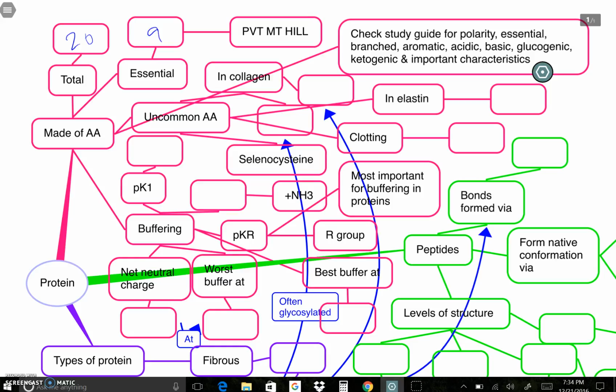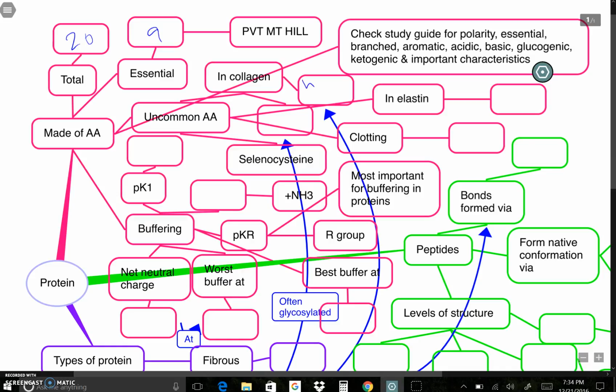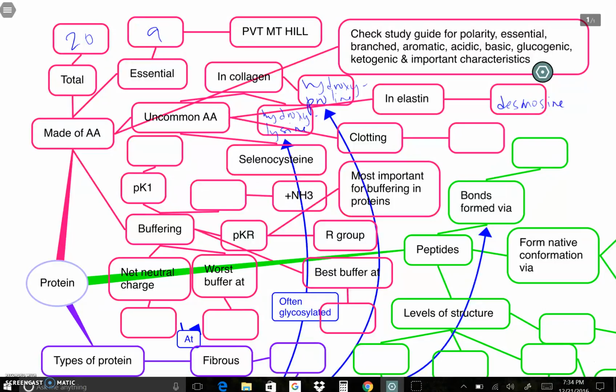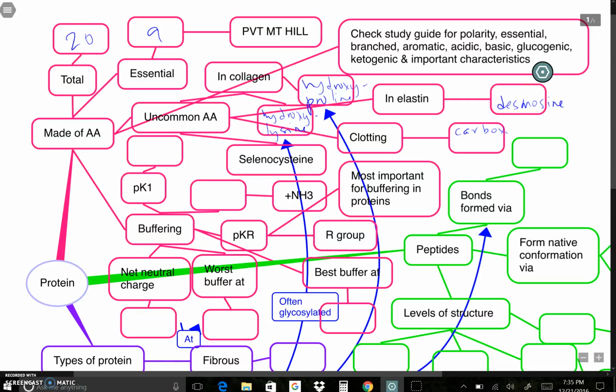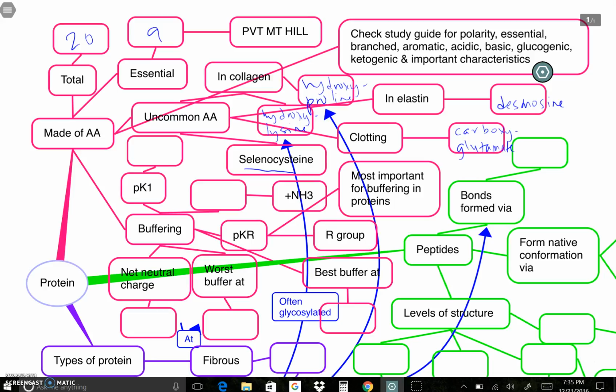We have some uncommon amino acids as well. Some are found in collagen, for instance, hydroxyproline and hydroxylysine. There's one that's found in elastin called desmosine. And then one that's used in clotting, which is carboxyglutamate, which is just a glutamate amino acid with an extra carboxylic acid on it. I have listed out here selenocysteine, which is just a cysteine molecule with the element selenium in it, replacing the sulfur.